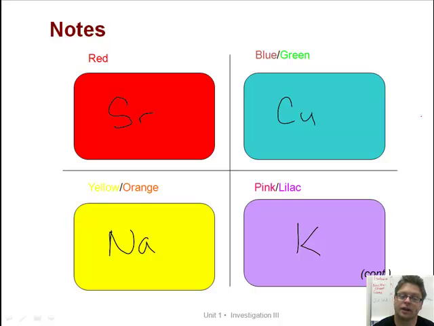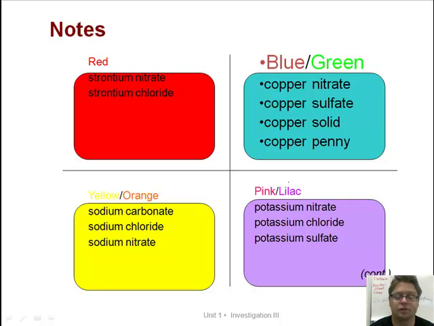We saw the colorations here for the red substances. All the substances that were red all contained strontium. The ones that were blue or green all contained copper in their formula, and yellow and orange contained sodium. The pink lilac color was due to the potassium ion or potassium being present. These were the chemicals that we tested. Even the copper penny, copper sulfate, and copper nitrate all had similar colors based on the metal name.